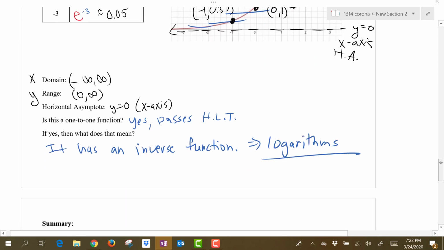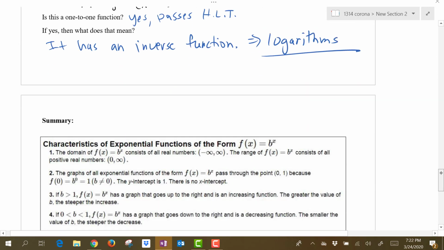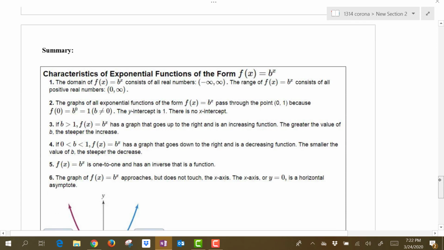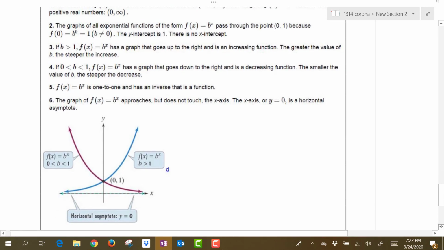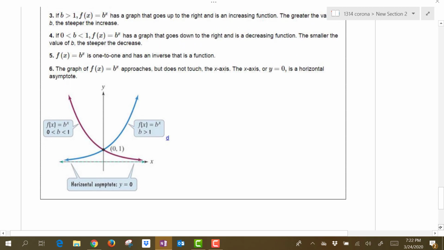The last page of your notes is just a summary talking about ideas that you would see for any exponential function. It talks about the domain, the range, and some key points that you'll see on the graph. I'm going to let you read through that. We basically have said all of these things already in the video, but here's all the things that we said in one place.